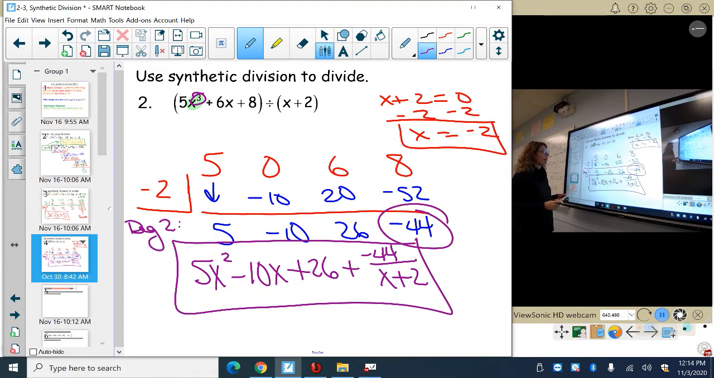Okay? So again, you are going to do problems 3 and 4 just like that. They both have remainders, and they are going to look very similar to this one right here.